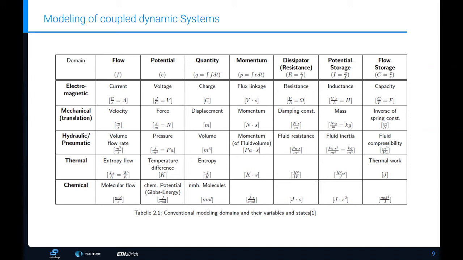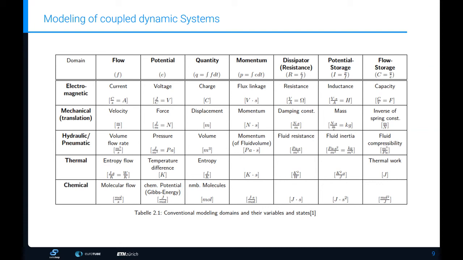Then you have a potential that drives that flow. In the electric domain, you have the voltage. So you need a potential to get the quantity to flow. And that's the connection in the tetrahedron of states that will connect the charge with the current and the charge with the voltage. And then you have all the other states, momentum. You have resistance that gives you a resistance to the flow. You have a potential storage.